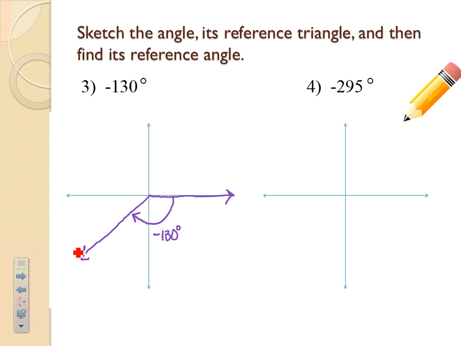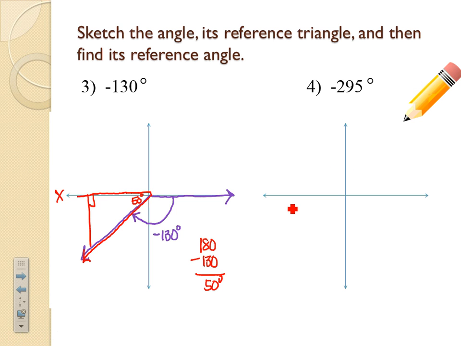Now I take my terminal side and my x-axis and drop a perpendicular. Always dropping a perpendicular from the x-axis, not the y-axis. Okay, this is the x. Now, I know that if I go all the way, that would be a negative 180, right? So the difference between 180 and 130 would be a 50-degree reference angle. So this would be a 50-degree reference angle.